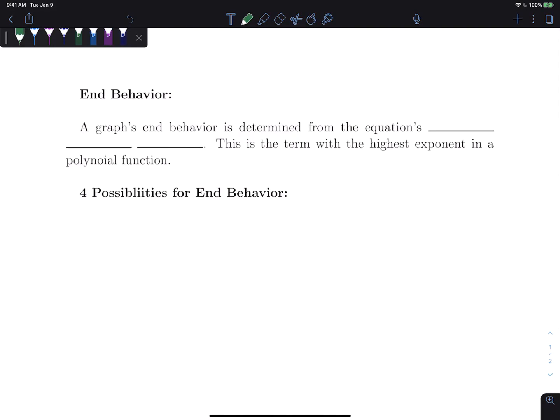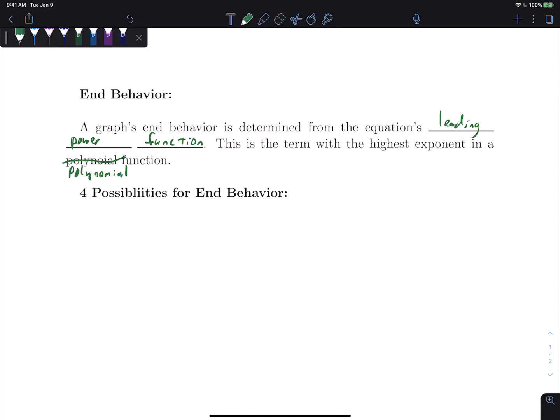There we go. From the equation's leading power function. This is the term with the highest exponent in a polynomial function.